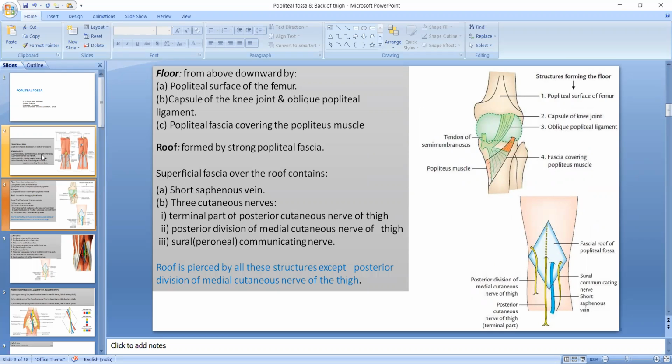The floor is formed by the popliteal surface of the femur, the capsule of the knee joint, the oblique popliteal ligament, and the popliteal fascia covering the popliteus muscle. And the roof is formed by the strong popliteal fascia. The superficial fascia over the roof contains the short saphenous vein, and three cutaneous nerves: the terminal part of the posterior cutaneous nerve of thigh, the posterior division of the medial cutaneous nerve of thigh, and the sural communicating nerve. The roof is pierced by all these structures except the posterior division of the medial cutaneous nerve of thigh.